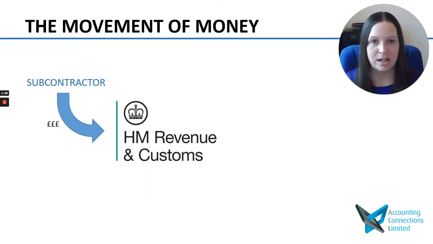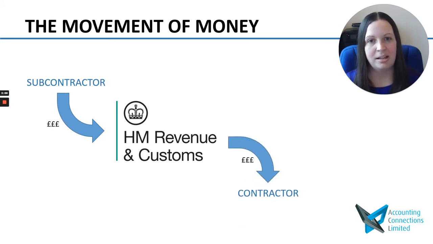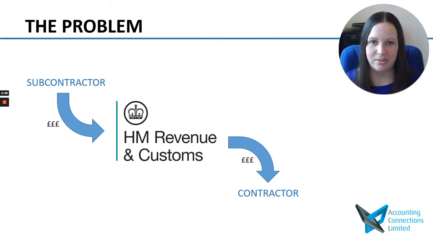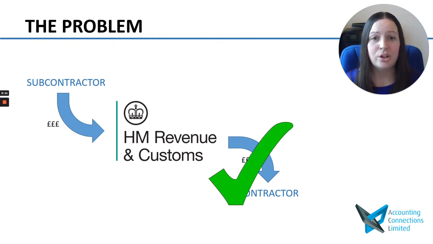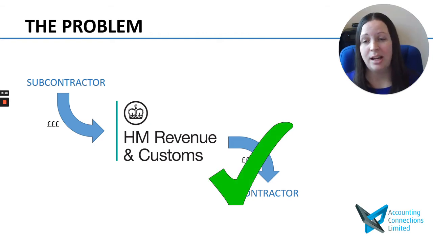So let's think about the movement of money here. The subcontractors are paying their money into HMRC. HMRC are then paying that money out to the contractors. It's a nice, clear, smooth movement of money, and it should be simple. But there is a problem. The contractors are doing their part fine. They're reclaiming the VAT from HMRC, and HMRC are correctly paying it out.